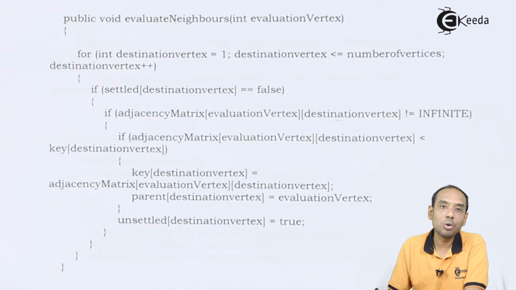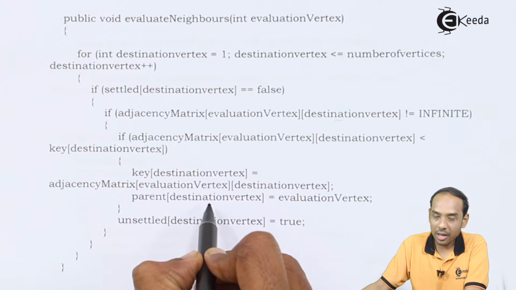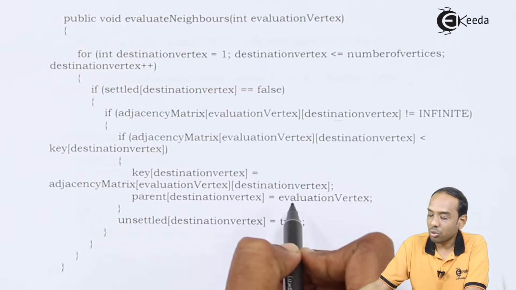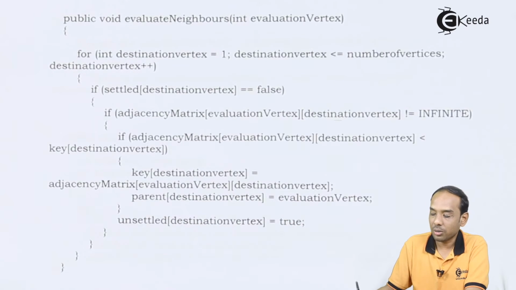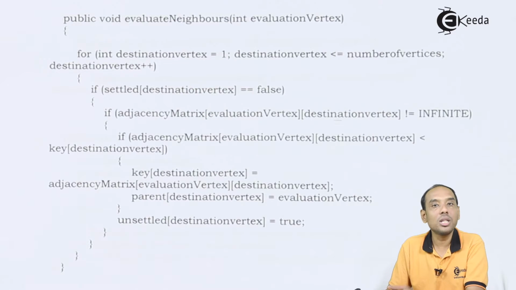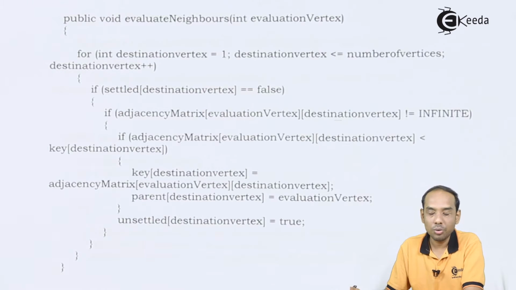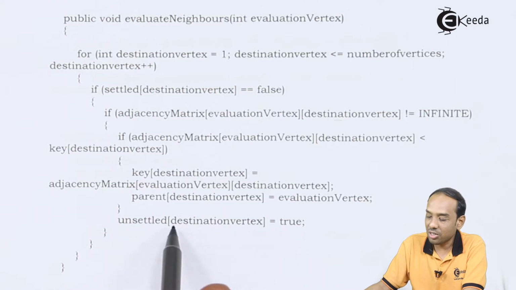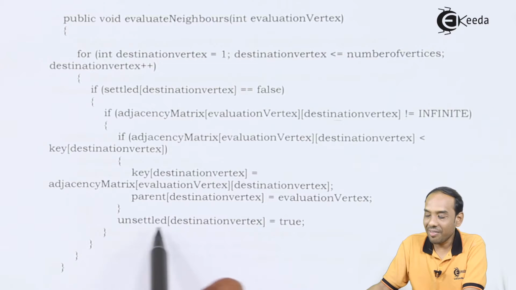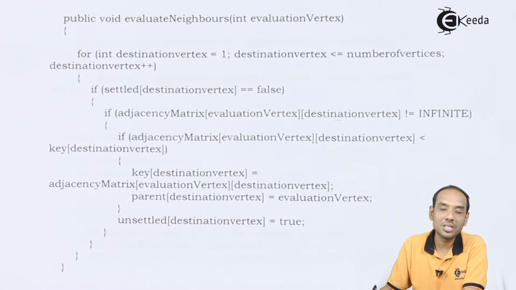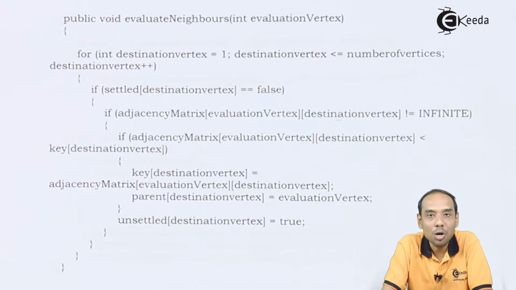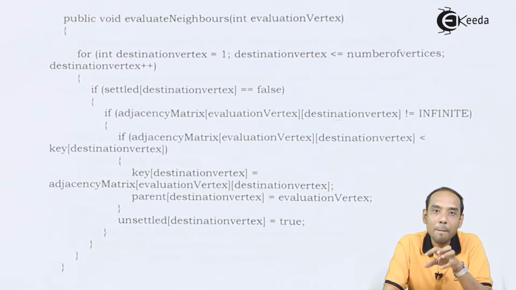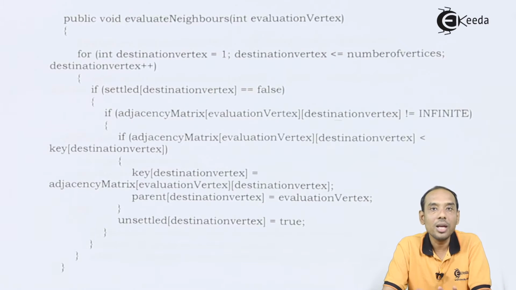Once this is done, then we need to transfer the value of evaluationVertex to the parent array. We write parent array with the index as destinationVertex. So our evaluationVertex value is now transferred to the parent destinationVertex. When this is done, then we need to make sure the unsettled array is true. So we write unsettled with the index as destinationVertex equal to true. Previously it was false. So we are going to make it compulsorily true by writing unsettled destinationVertex equal to true. This is how you evaluate the neighbors by taking the evaluationVertex for the calculation.